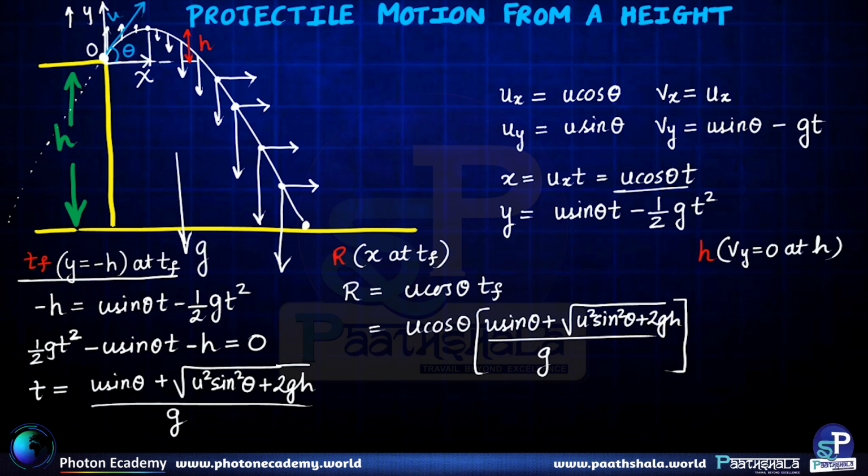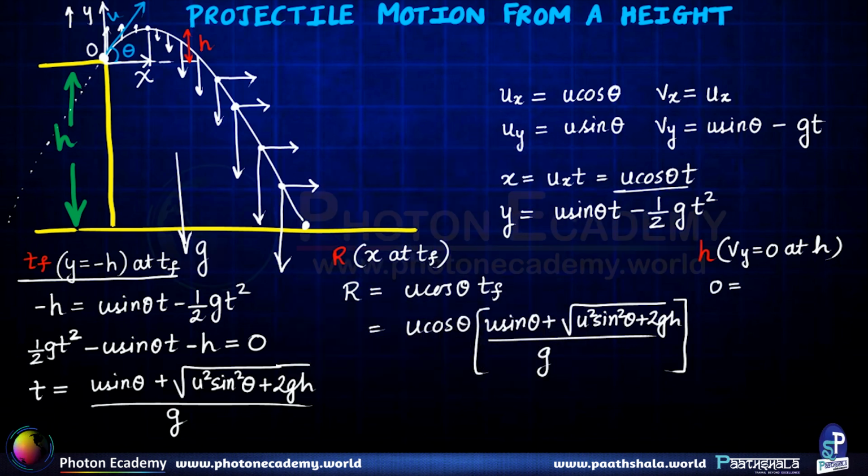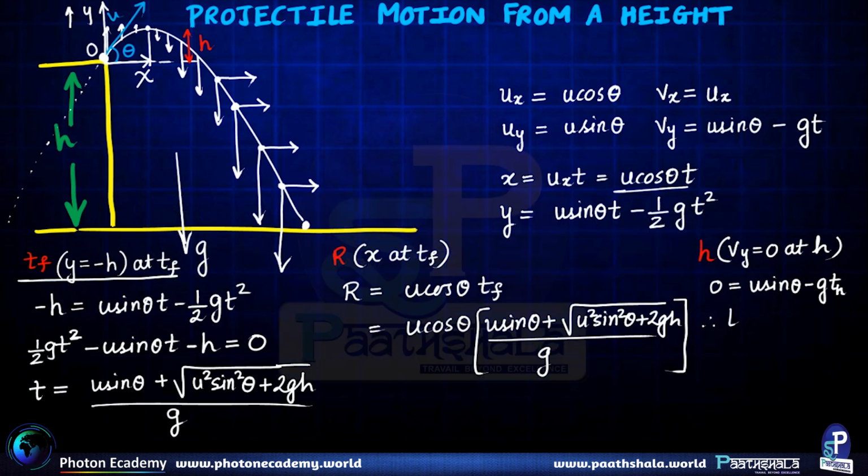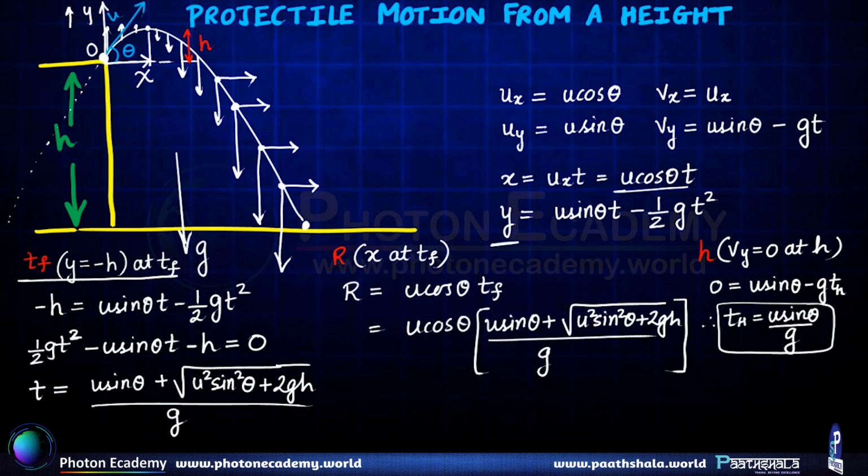So the expression of Vy is u sine theta minus gt. So substituting 0 there, we get 0 is equal to u sine theta minus gt. And then this time, let me write it as t_H, because this is the time in which it is reaching the highest point. So t_H is going to be equal to u sine theta upon g. Now we can substitute this time in the expression for y and get the answer, or there is a shorter method that we can follow.